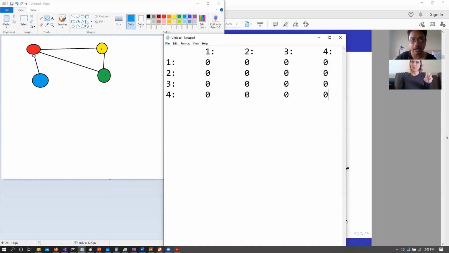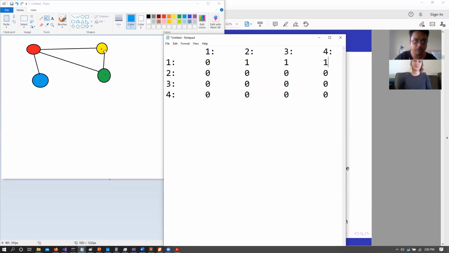right? But in our particular graph, let's say we have this sort of a graph where red, that is number 1, is connected to 2, 4, and 3. So we would basically have an adjacency matrix with ones in the locations for 2, 3, and 4. So for vertex 1, it means vertex 1 is connected to vertex 2, 3, and 4. It is not connected to vertex 1, right?